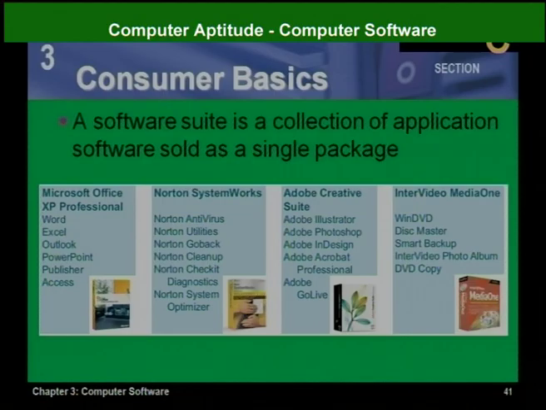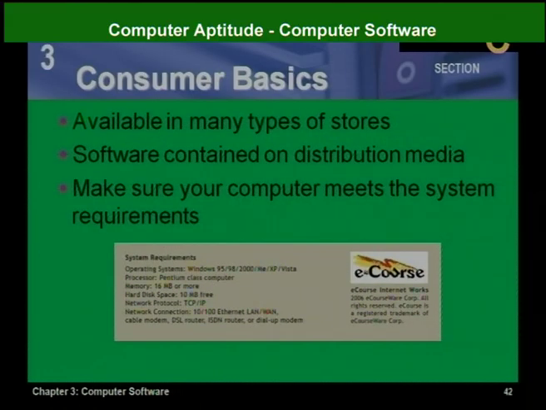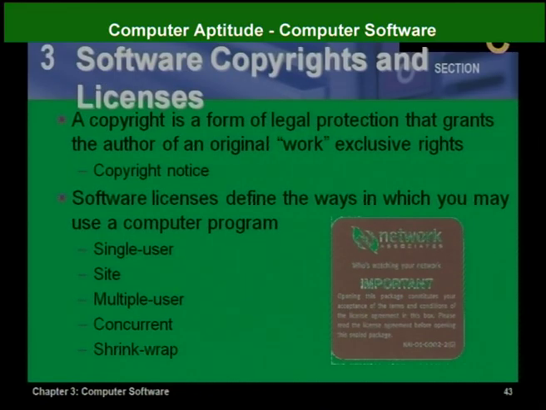These are a few software, as I said, Microsoft Excel Professional, which will automatically be available for you. A software suite is a collection of application software sold as a single package. So this comes as a package, available in many types of stores. Software contains a distribution media. Make sure your computer meets the system requirements. Of course, when you install software, you need to meet the system requirements.